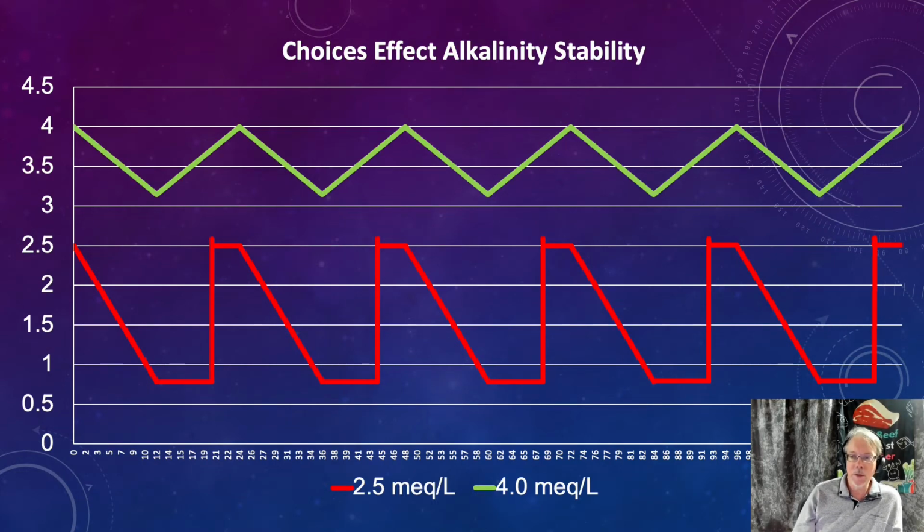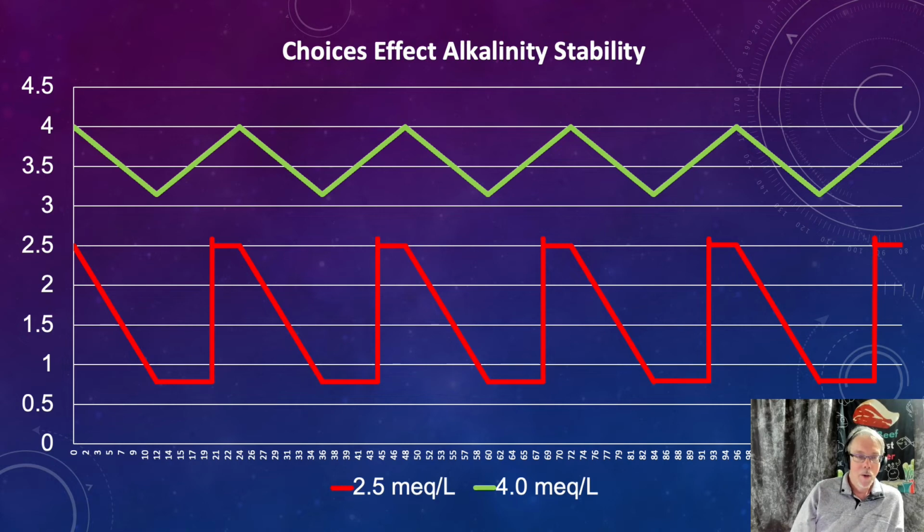Other choices affect system stability. So one choice that you might make is to run your system at slightly elevated alkalinity to provide more stability, more buffer. Yet another choice that you might make is to continuously dose calcium and alkalinity uniformly during the day. Or you might decide to discontinuously dose calcium and alkalinity, like with balanced 2-part supplements, and you're just going to dump them in once a day.